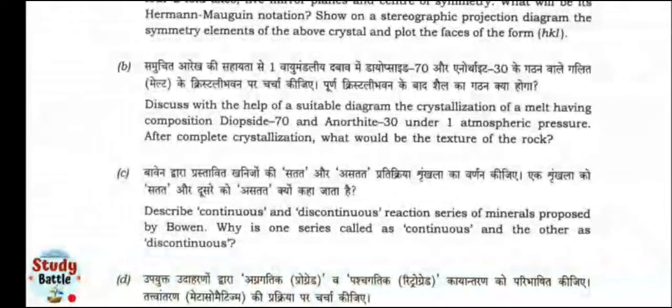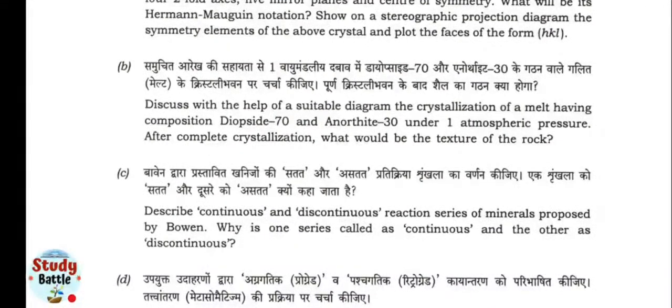Next one is: discuss with the help of suitable diagrams the crystallization of melts having a composition of diopside 70 and anorthite 30. Generally we study the two-phase diagram at 100%, that is diopside 100% and anorthite 100%, but since here the composition has changed, the melt has 70% diopside and 30% anorthite. On that basis you have to discuss the phase diagram under 1 atmosphere pressure.